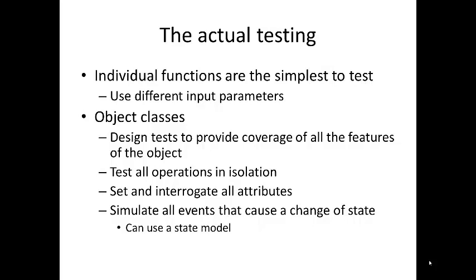And then set and interrogate all the attributes, test your getters and setters for an individual class, and then simulate all the events that cause a change of state. So you can use a state model like the one specified by Harel in 460. And be sure to design tests that execute every error handling path. If you don't, then you may get a failure when that path is invoked, and that might exacerbate an already dicey situation.